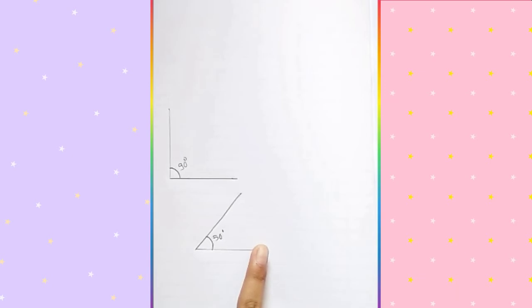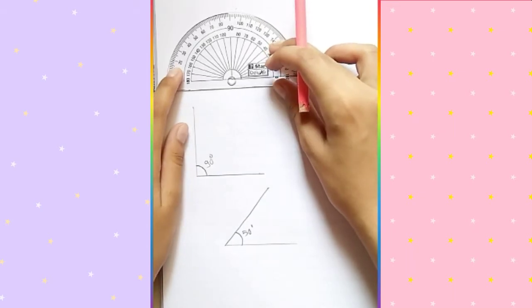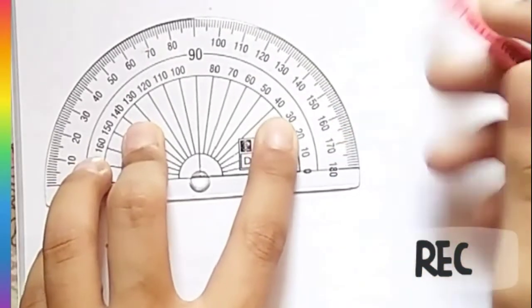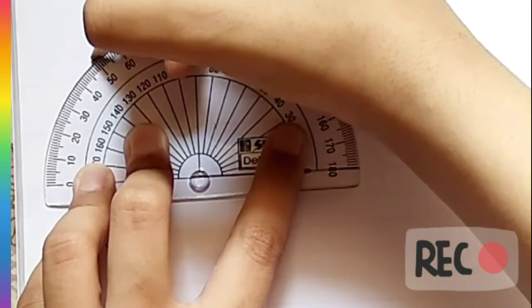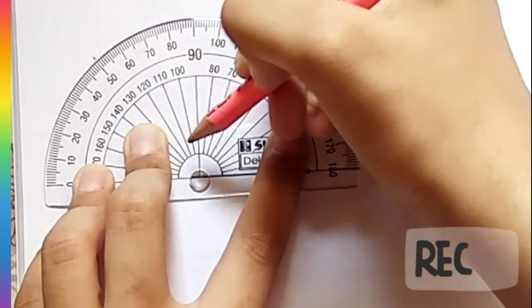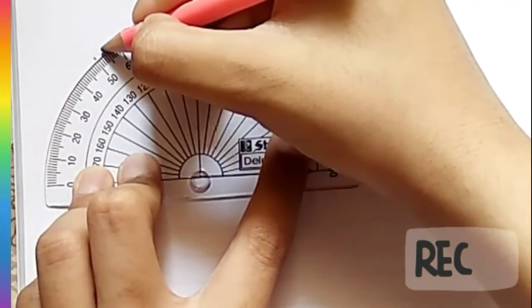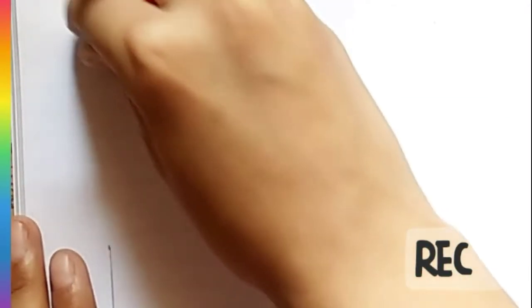Now I am going to make an obtuse angle, which is more than 90 degrees. So I have made a line of 5 cm and do the same way like this. I am making 130 degrees. So it will be coming on 50. I have marked, and some of the lengths are like 125, 115. So for 125 I marked here. But right now we are going to make 130.